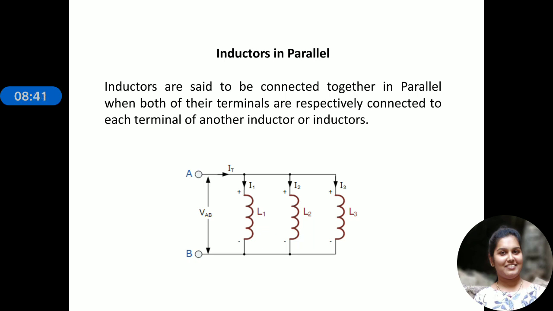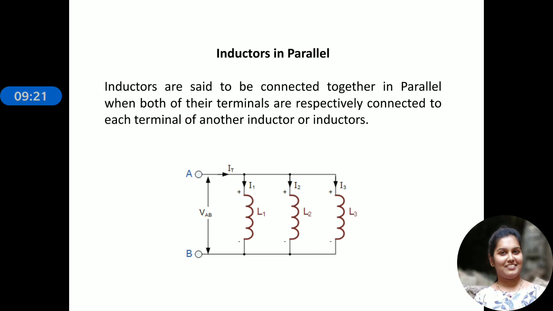As you can see in the diagram on the screen, we have taken 3 different inductors, L1, L2, L3. All three are connected to 2 different terminals, A and B. We simply call them the supply terminals. This kind of connection we call a parallel connection. That is, inductors are said to be connected together in parallel when both of their terminals are respectively connected to each terminal of another inductor or inductors. So all the terminals are connected to one point, then we call it a parallel connection.